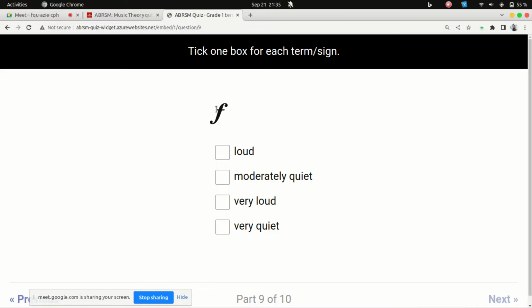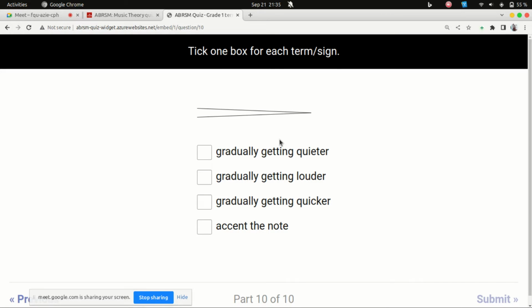Is it the MF? No, F. It's only the F. I guess it's loud, very loud. Yes. This pin. It's gradually getting louder.